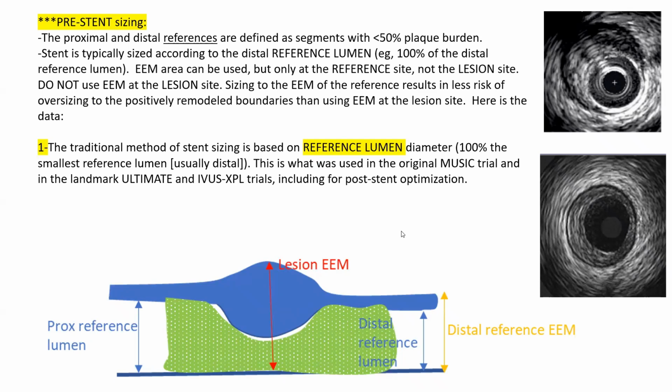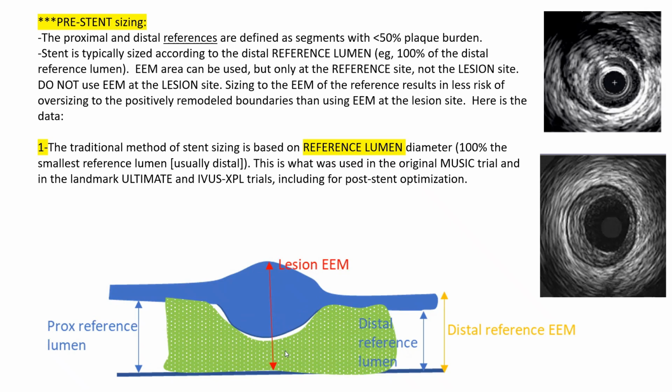Now, once we've defined the reference, how do we size our stent? There are two ways of sizing our stent. Never size your stent based on the external elastic membrane at the lesion site, because at the lesion site, you get positive remodeling and vessel expansion. So the vessel and external elastic membrane at the lesion site is significantly larger than the original vessel size. And if you size your stent to that external elastic membrane at the lesion site, you will way oversize your stent and cause edge dissections and perforations.